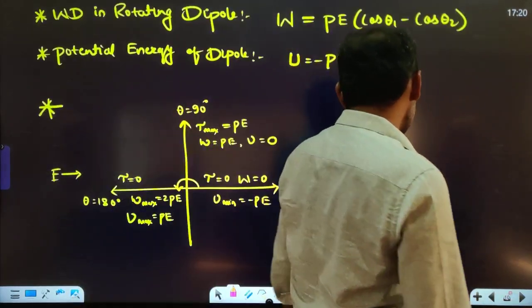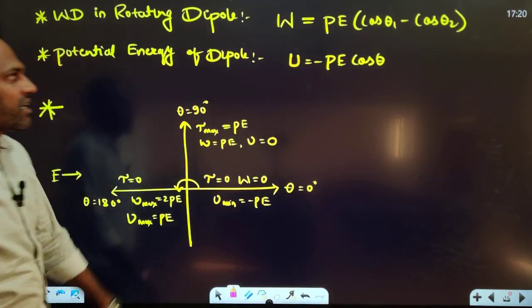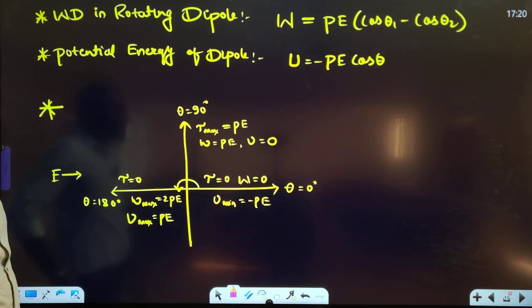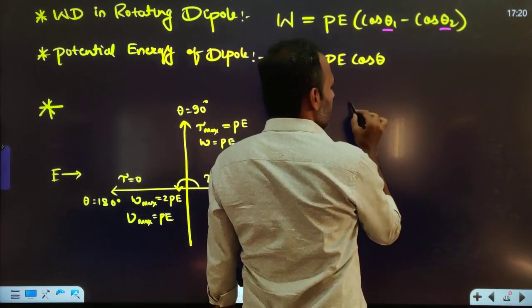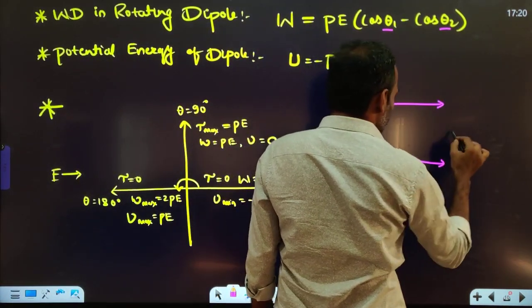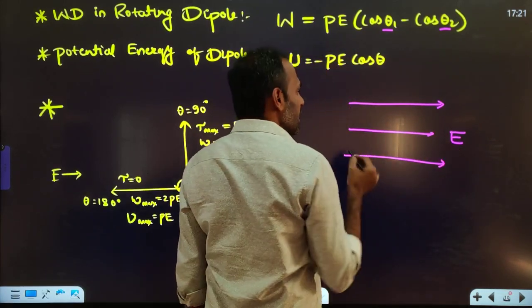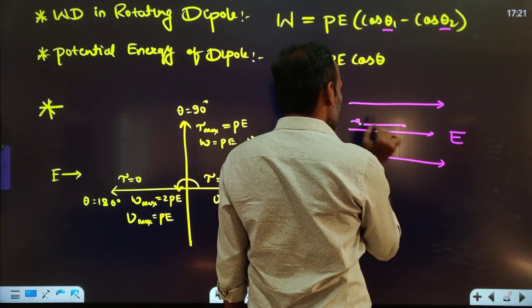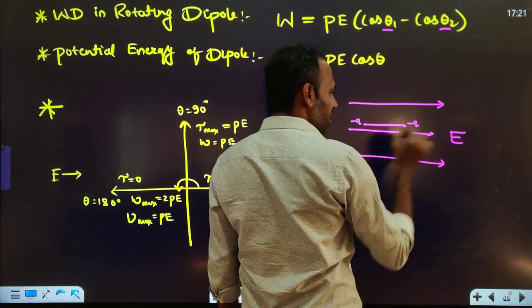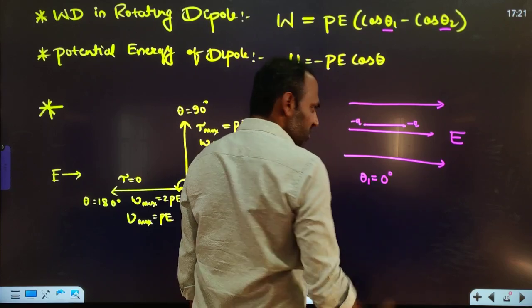Okay, we'll go for the next concept now. Work done in rotating the dipole is given by W is equal to PE into cos theta 1 minus cos theta 2. What are theta 1 and theta 2? For example, suppose this is the uniform electric field. If initially the dipole is placed parallel to the field, then theta 1 is equal to 0 degrees.